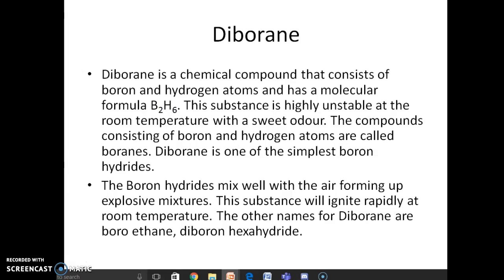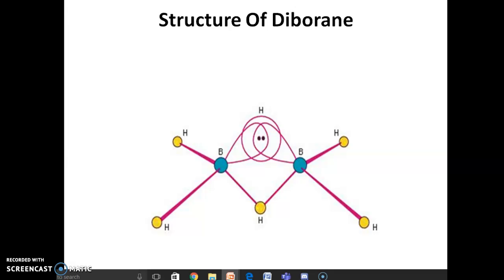So diborane is one of the simplest boron hydrides, and it mixes well with air and forms explosive mixtures, which will ignite rapidly at room temperature. The other names which can be given for diborane are boroethane and diborane hexahydride.